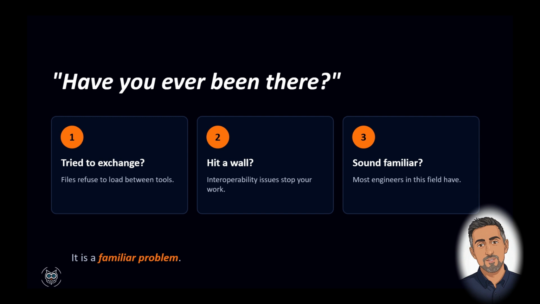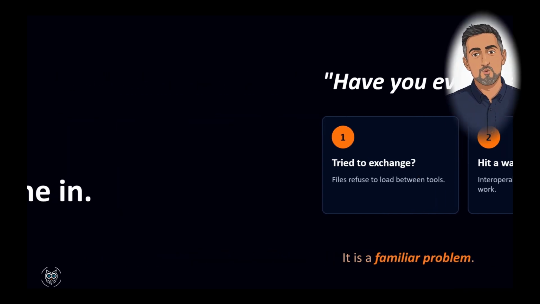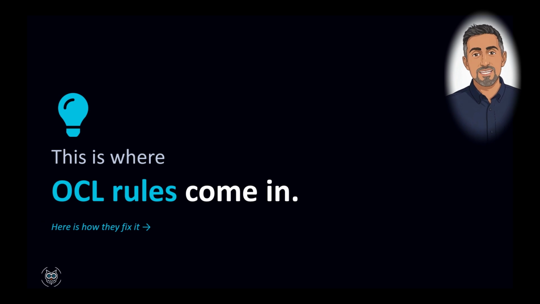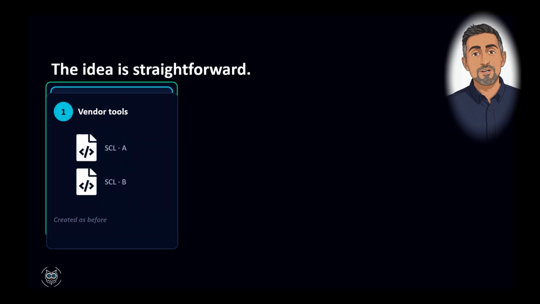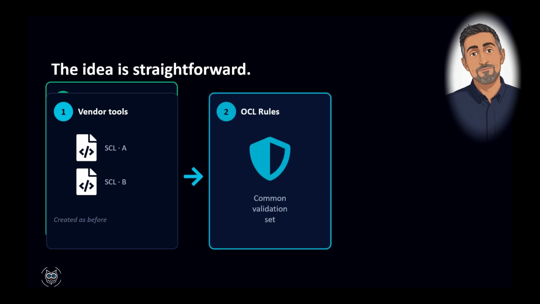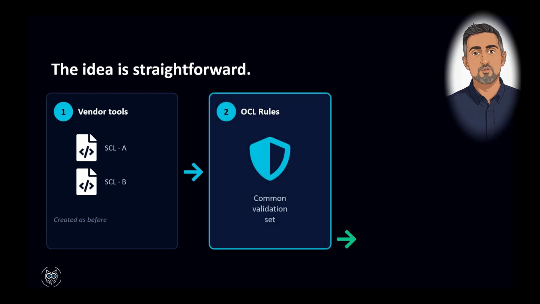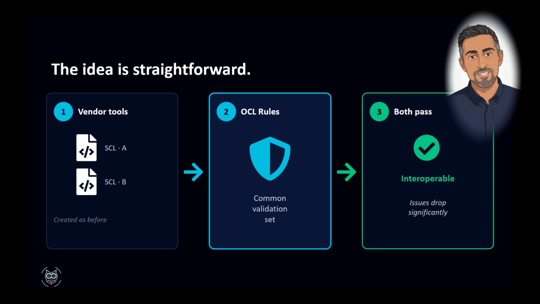Most engineers in this field have. It is a familiar problem. This is where OCL rules come in. The idea is straightforward. SCL files are still created in different vendor tools as before, but before exchanging them, run them through a common set of OCL rules. If both files pass, the chance of interoperability issues drops significantly.